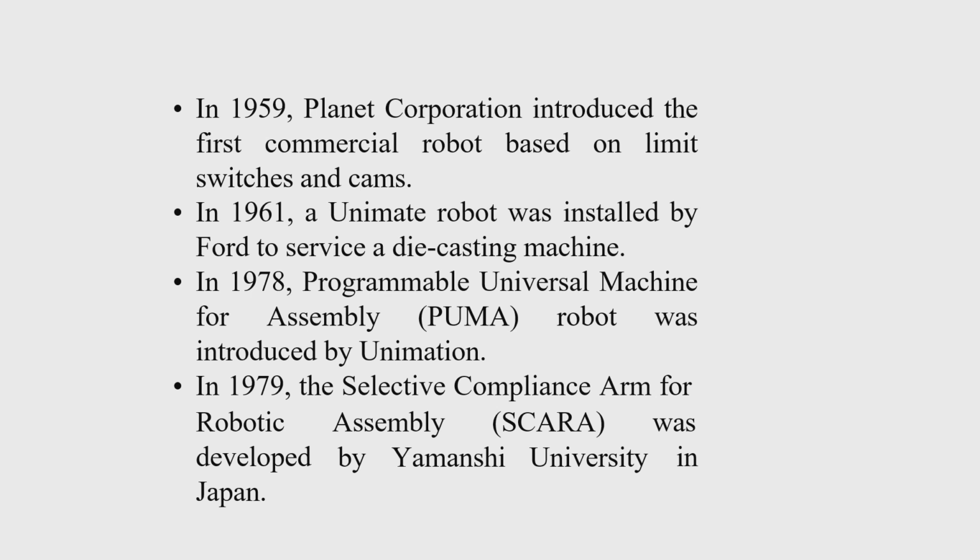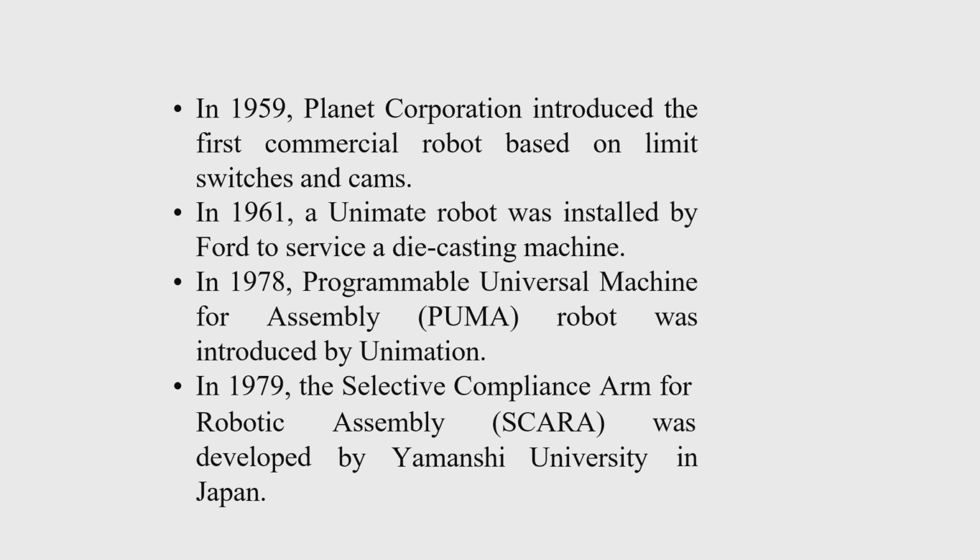In 1959, Planet Corporation introduced the first commercial robot based on limit switches and cams. In 1961, a Unimate robot was installed by Ford to service a die casting machine. In 1978, the Programmable Universal Machine for Assembly, that is the PUMA robot, was introduced by Unimation. So the PUMA robot was also very popular. In 1979, the SCARA robot was developed in Japan. It is called Selective Compliance Arm for Robotic Assembly.